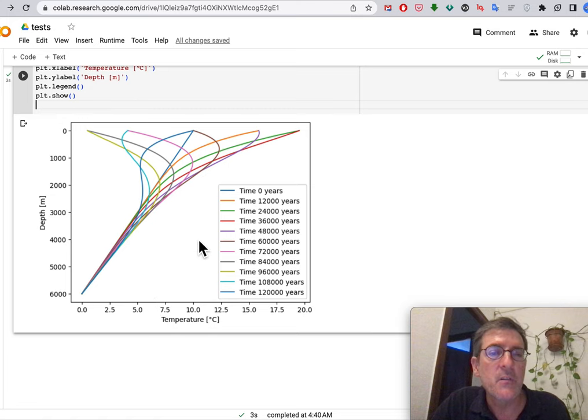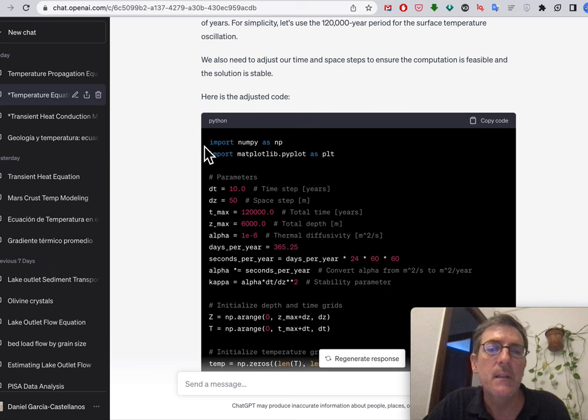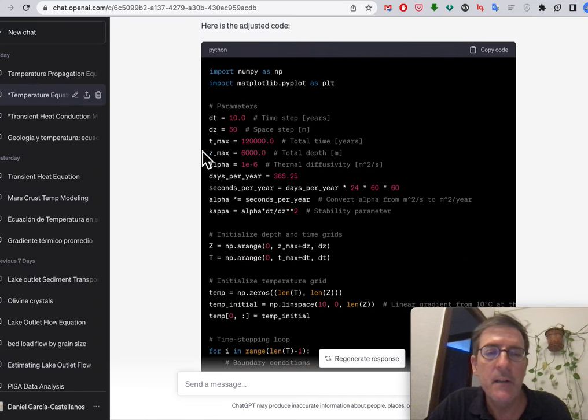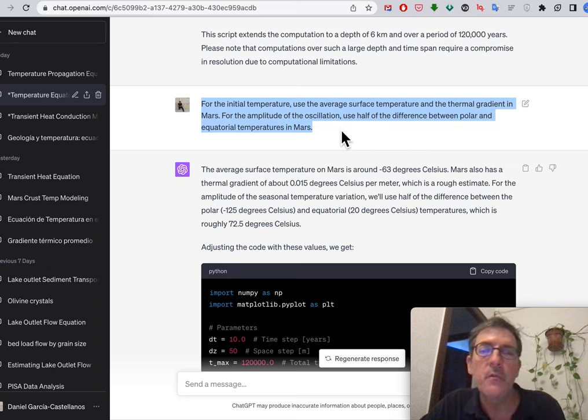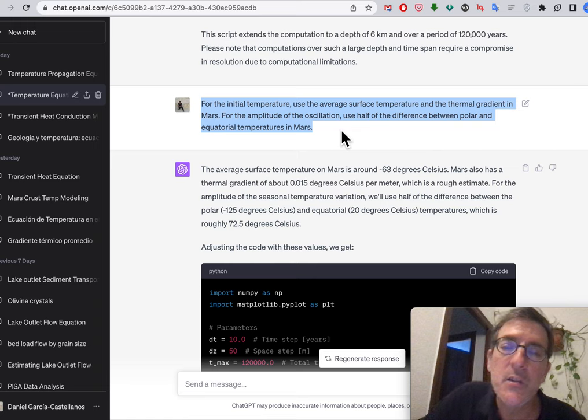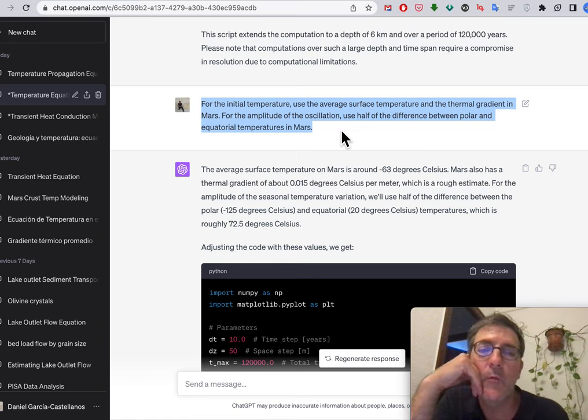This is now 6 kilometers deep. It's just that the temperatures do not make sense, because I still did not tell GPT that we are thinking of Mars, so that he should adapt these temperatures. So this is what I did next. For the initial temperature, please use the average surface temperature and the thermal gradient in Mars. For the amplitude of the oscillation, use half of the difference between polar and equatorial temperatures in Mars.